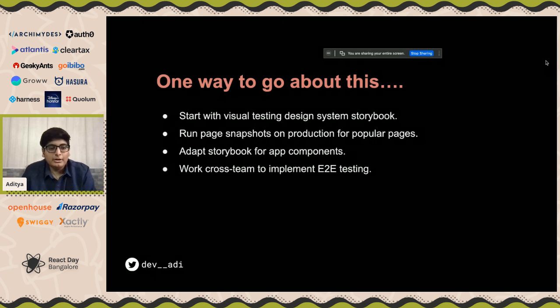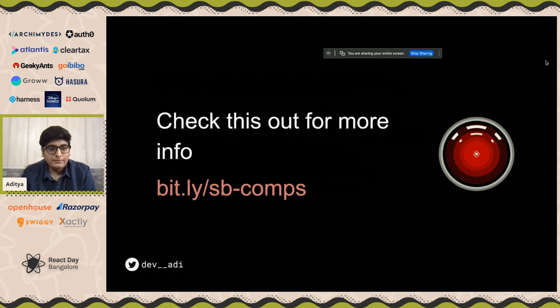Then the bigger thing would be to first get E2E testing implemented. You need to work cross team to get your DevOps and your QA team on this. And once you have those, then you can adopt visual testing for some E2E tests.